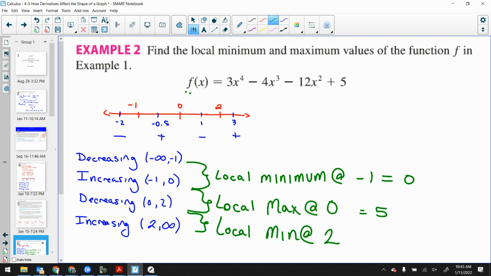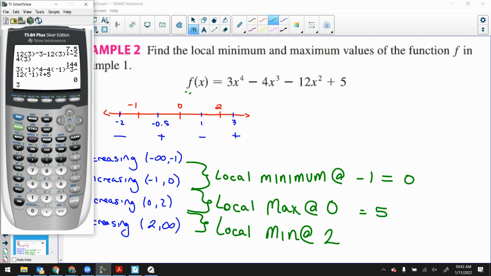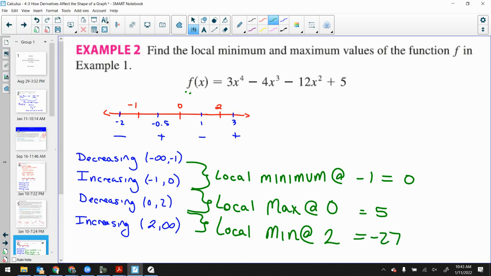And then let's plug in 2. 3 times 2 to the 4th minus 4 times 2 cubed minus 12 times 2 squared plus 5. That's -27. I better check that. Did that pretty quick there. I get -27. Yep. Oh, look at me, I did synthetic division to find that on my paper. Whoa, throwback. That was fun.